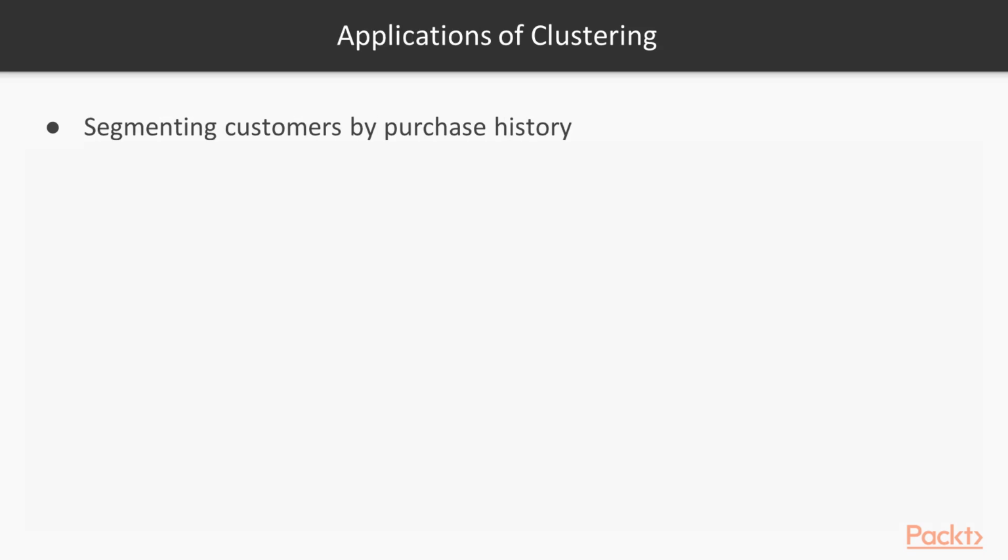So let's discuss some applications of clustering. One of the applications is segmenting customers by purchase history. So there could be similarities between different customers and we want to segment them or group them or cluster them based on what they have bought in the past, right? Similar products, similar items, similar tastes in products, similar behavior and all that.